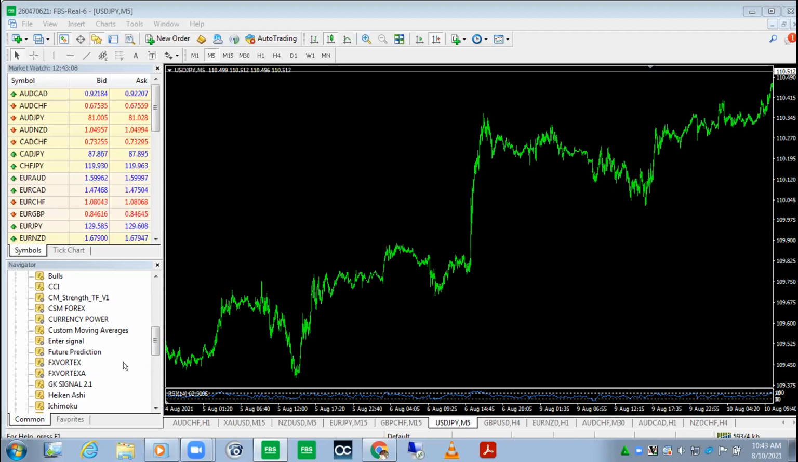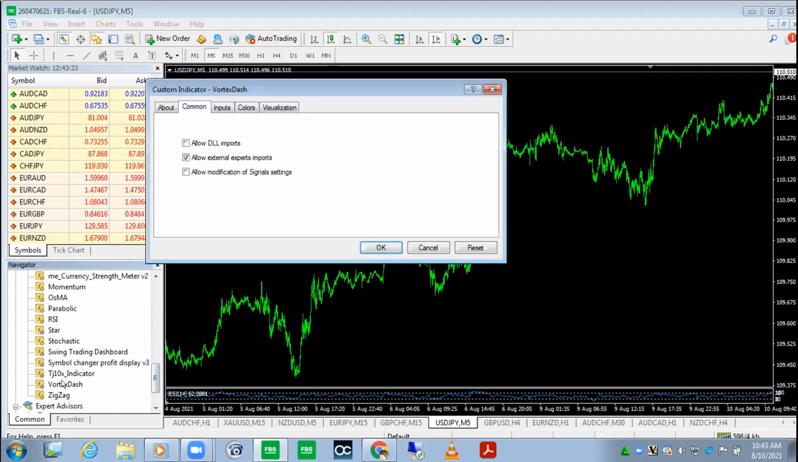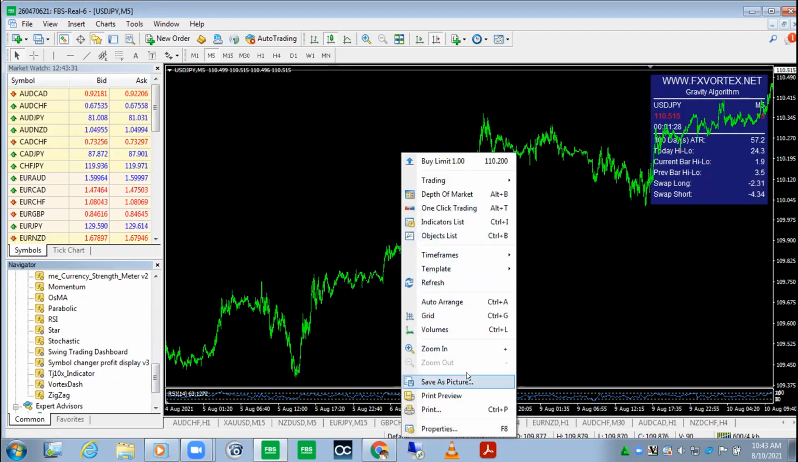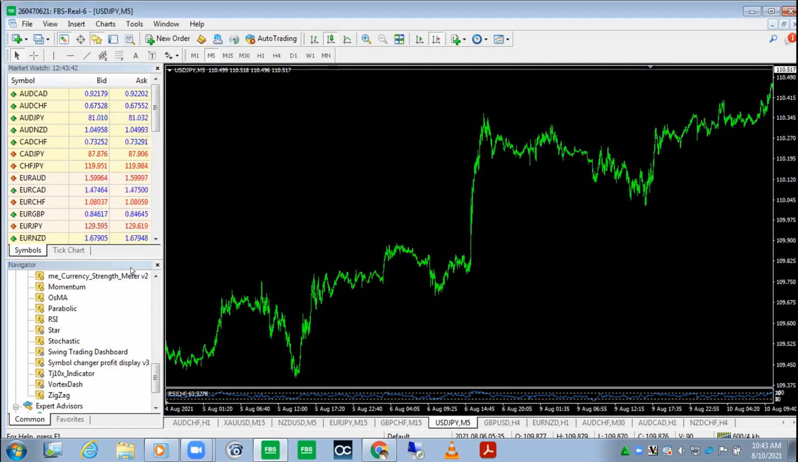Now, for FX Vortex, if you complete the installation, you will see 3 files at this navigator button: FX Vortex, FX Vortex A, and Vortex Dash. This is it. If you install this FX Vortex Dash, that is the dashboard for you to see some parameters. But we really don't need it for our speculation. So we can just go to indicator list and remove it, delete it from our indicator list. Now, let's check the difference.